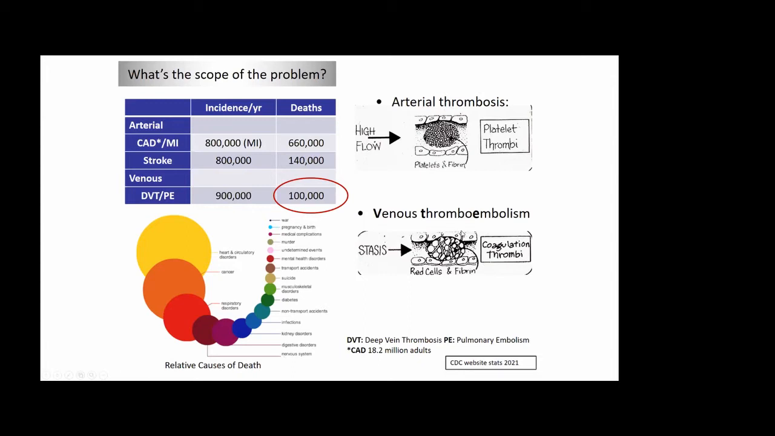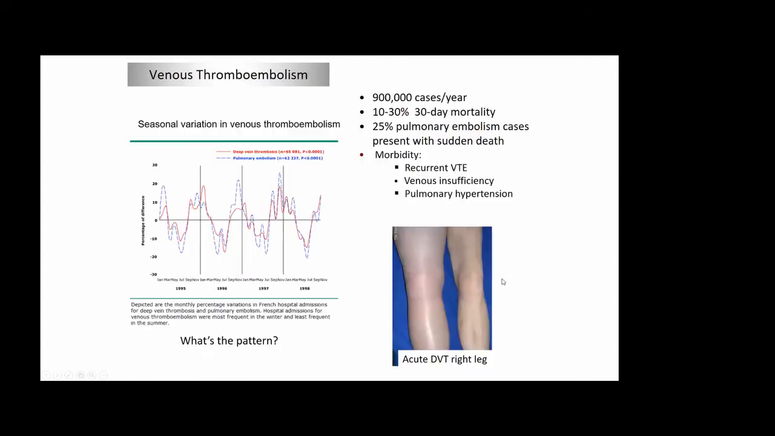In contrast, venous clots tend to be more composed of coagulation factor reactions resulting in fibrin clots and the capture of red cells in the fibrin mesh. And these tend to be predisposed primarily by stasis.